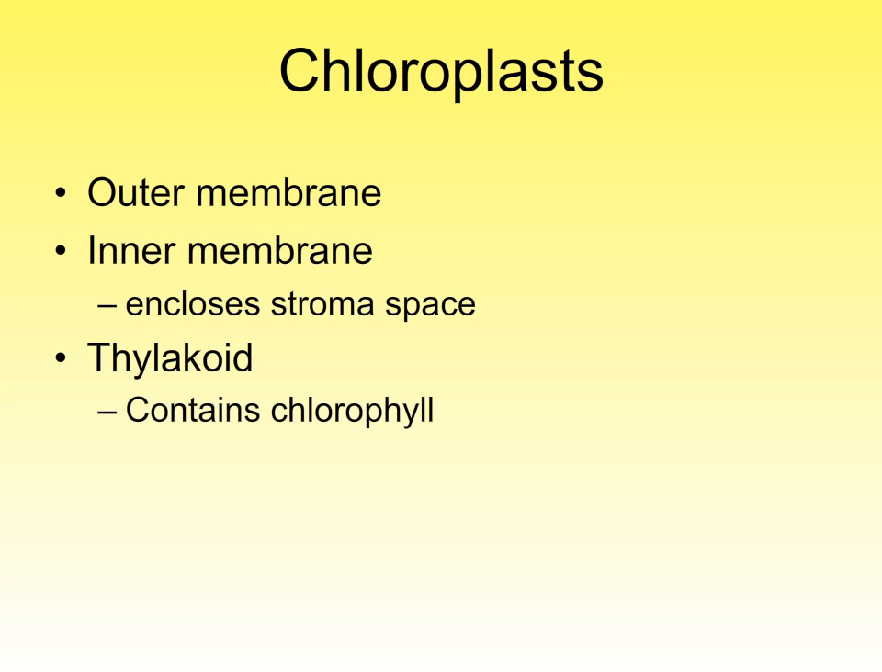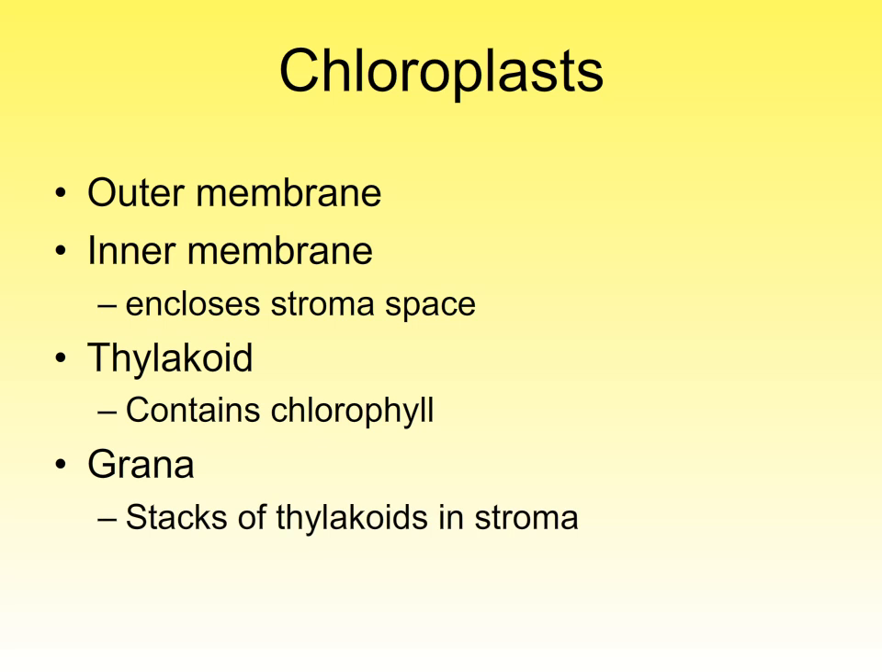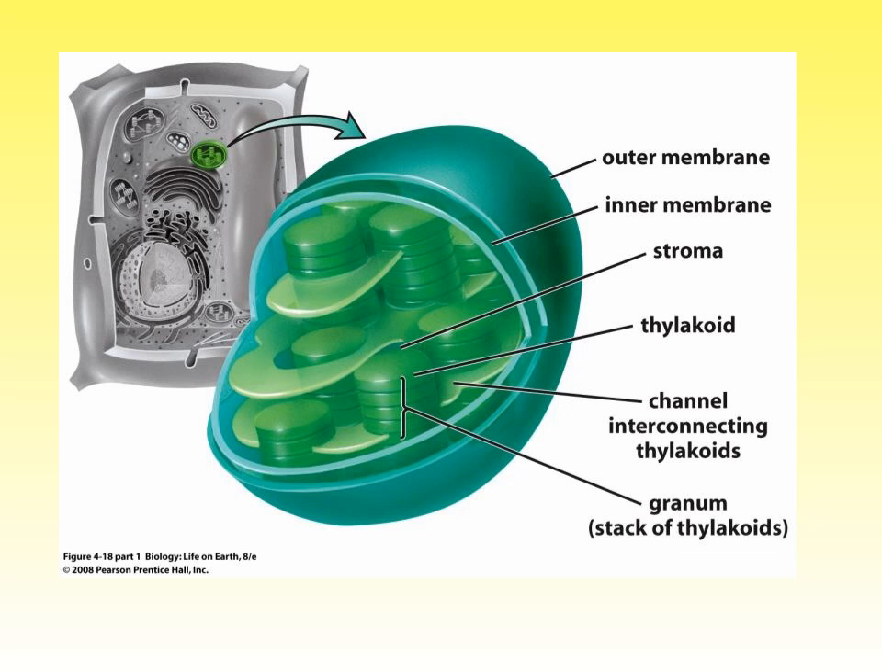Thylakoids are membrane pouches that contain chlorophyll, the molecule that captures light energy. The thylakoids are stacked on top of each other to form grana. This diagram shows the locations of the outer and inner membranes, the stroma space, and the thylakoids.